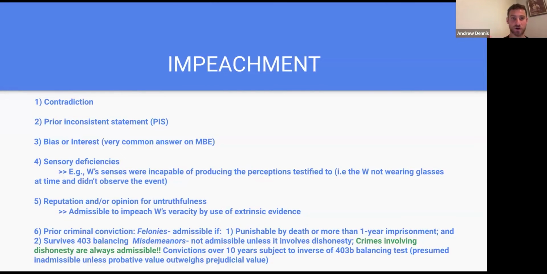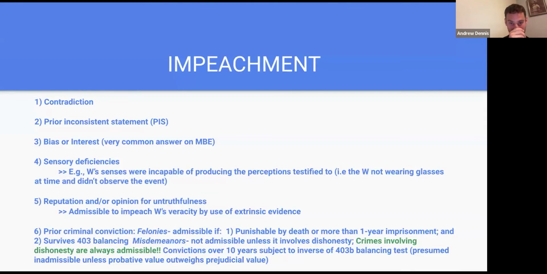Sensory deficiencies. So Erica, she's not even here right now. The glasses, right? She was not wearing glasses at the time. If Erica said I did something, and she wasn't wearing her glasses, she couldn't even see it. How would it be fair for her to say that I did or didn't do this, when she's a known blindy, right? That's a sensory deficiency that you could bring in.